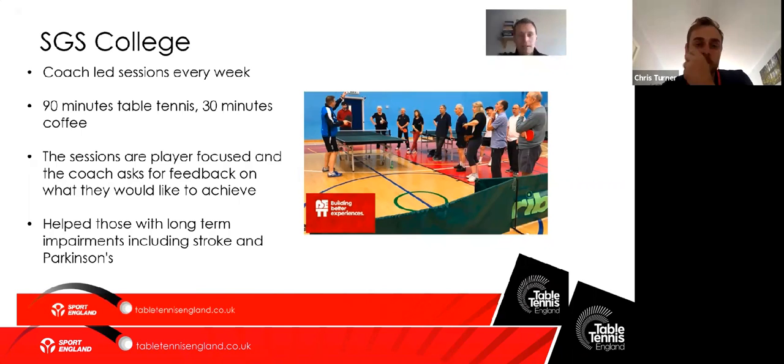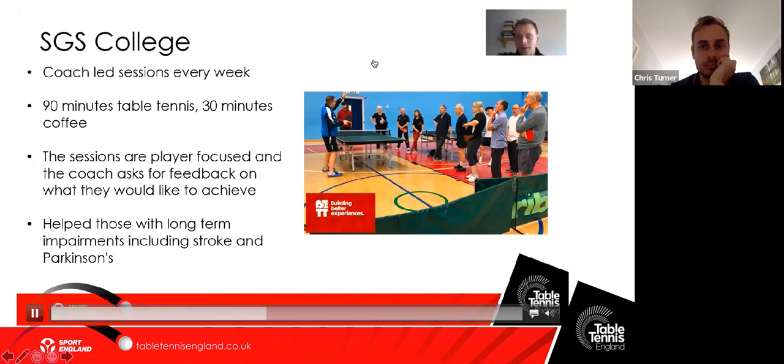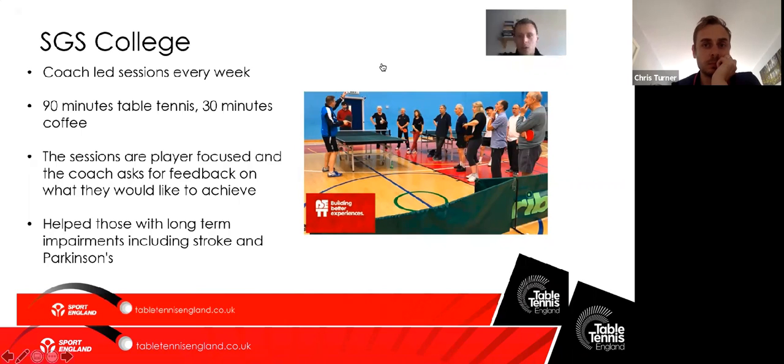Sessions are player focused, and the coach asks for feedback on what they'd like to achieve. Again, a player or a participant is not going to keep coming back if they don't enjoy what they're doing. So it's really important to be flexible. That could be one table competitive games, next table free social play. Help those with long-term impairments, including stroke and Parkinson's.